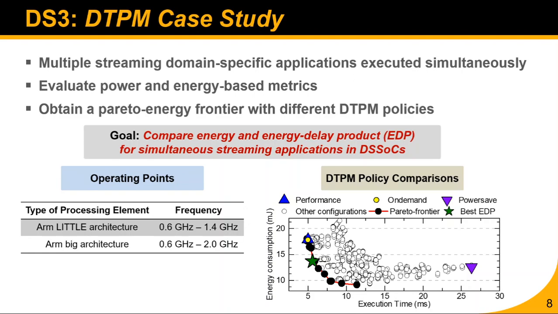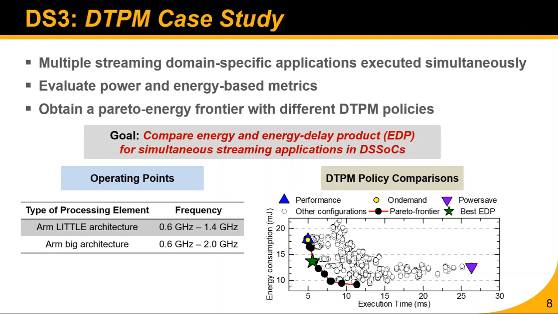For the DTPM case study, the same SoC configuration from the previous case study is utilized. The study explores 8 frequency points for the big cluster and 5 for the little cluster, using a 200 MHz step. All possible DVFS modes were evaluated, that is, all possible combinations of power states for each PE, in addition to on-demand, power save, and performance modes. The figure on the right shows the Pareto frontier for all configurations.